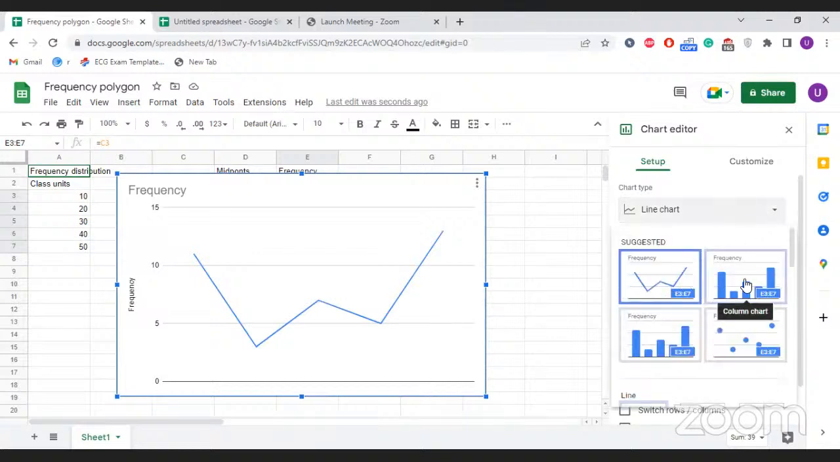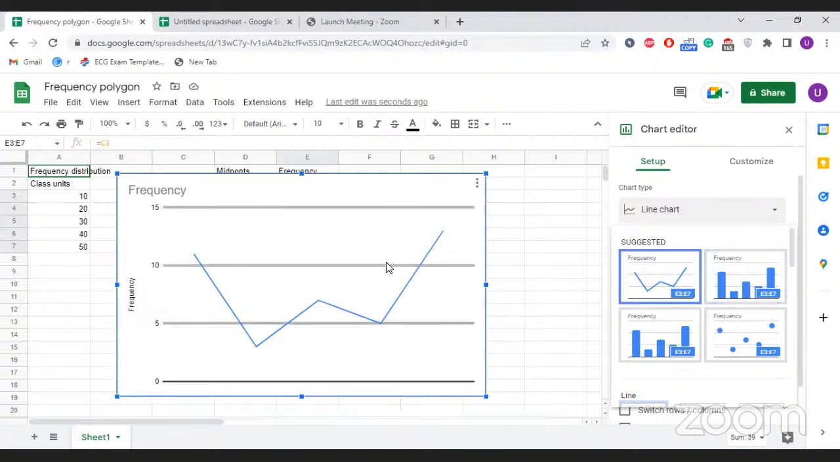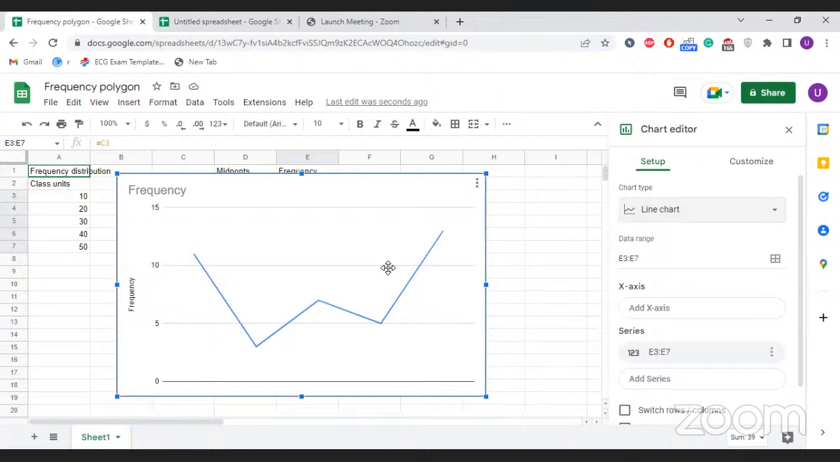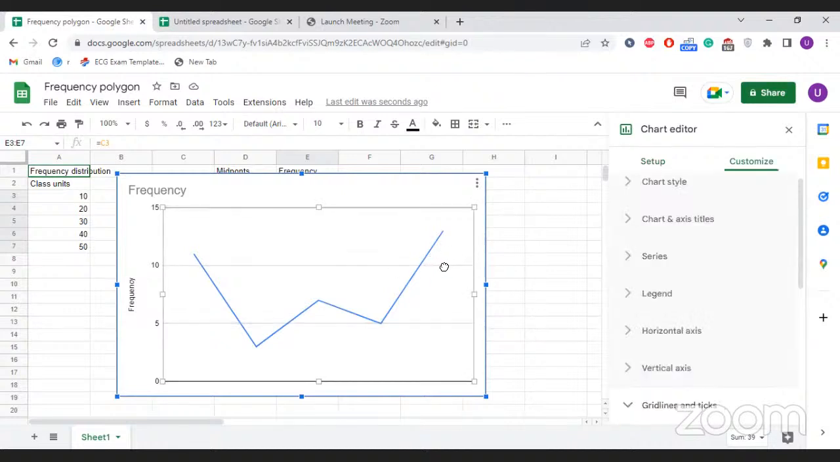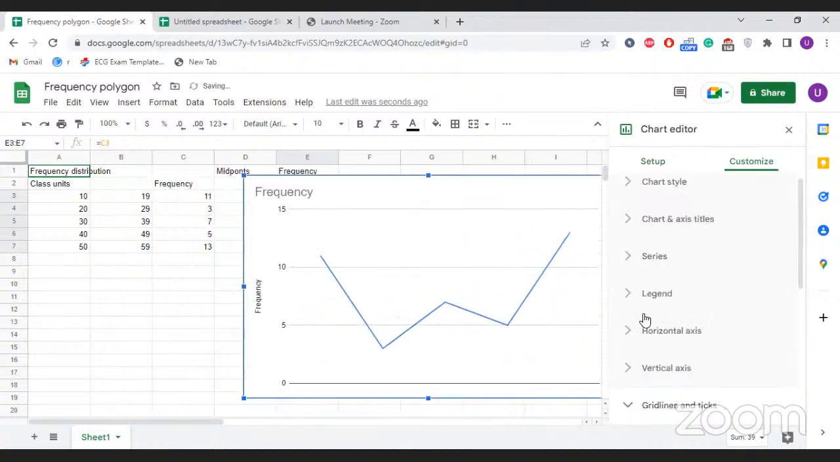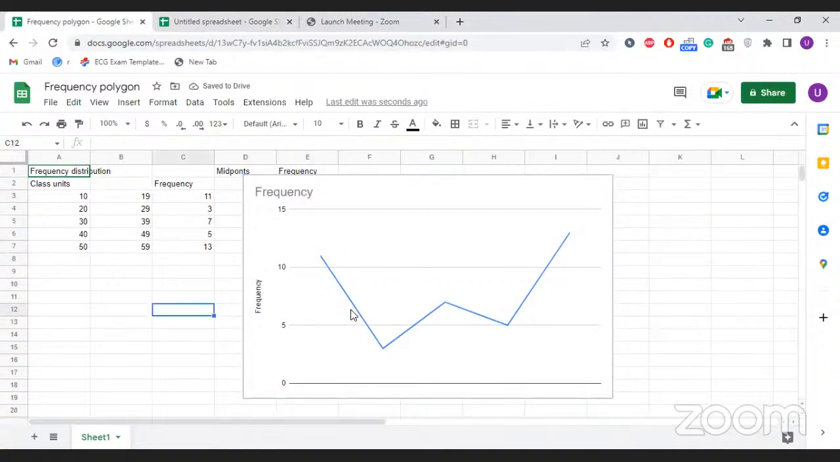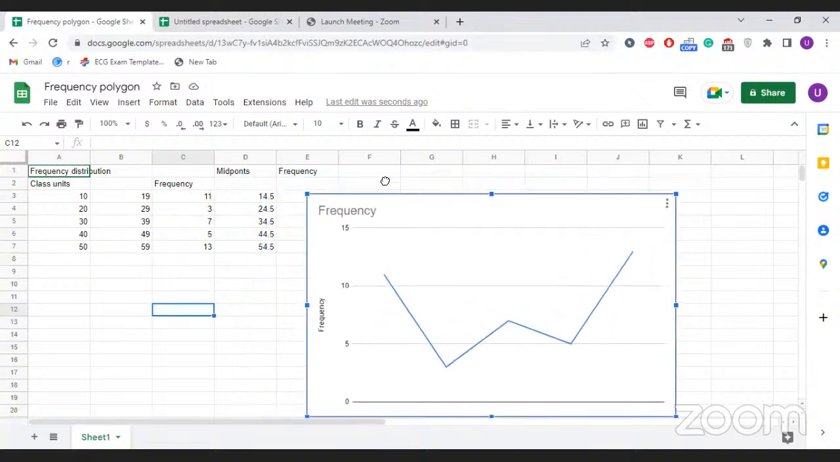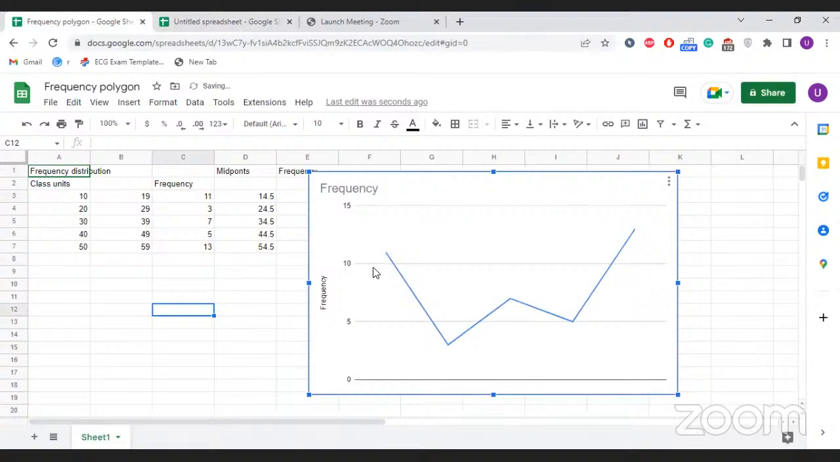We're not going to use a bar or something. We are going to use a line graph. And this graph is basically telling you information about the data set. You can see that this point is 11, and the midpoint here is 14.5.